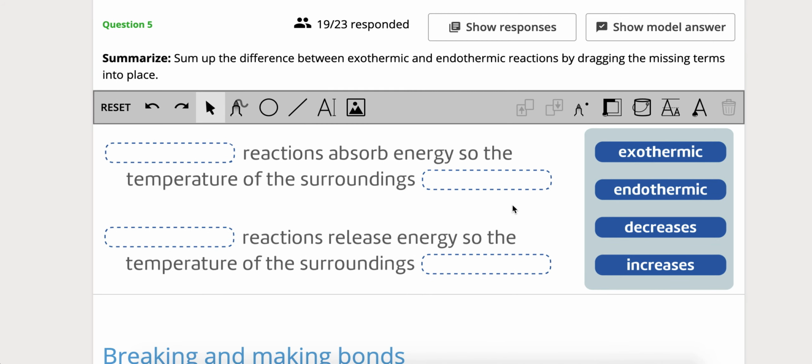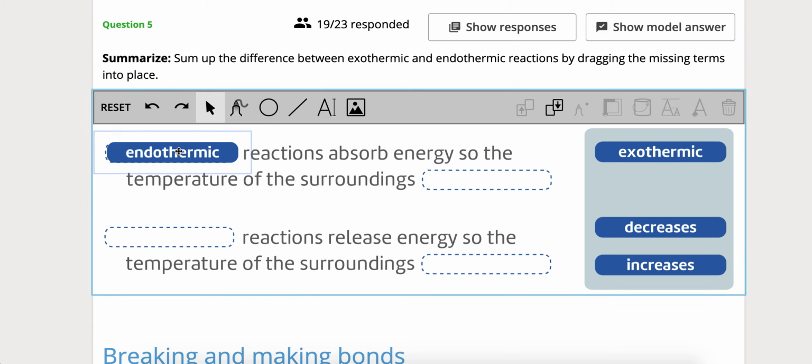Moving on to question 5. You have been asked to sum up the difference between exothermic and endothermic reactions by dragging the missing terms into place. So this first sentence here: something reactions absorb energy, so the temperature of the surroundings something. What we're looking for here is a type of reaction that absorbs energy. So, the reaction that absorbs energy is an endothermic reaction. So if we go ahead and just move that over into place.